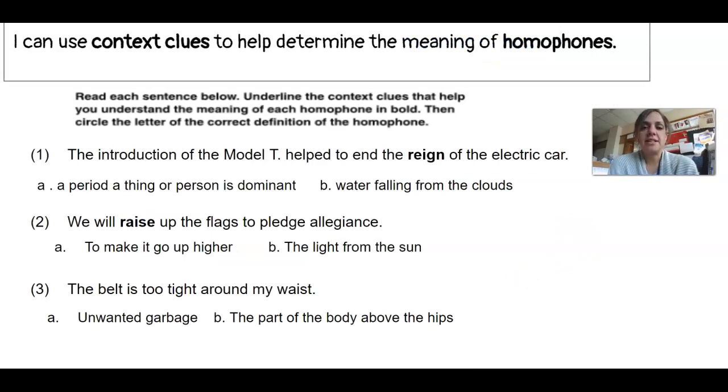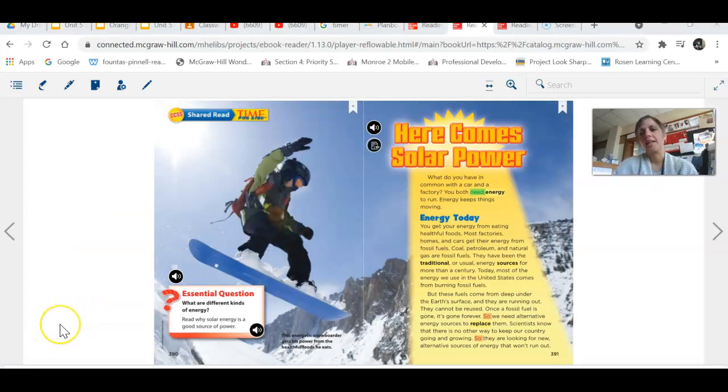We are going to come back to this workbook page and we're going to use context clues to help us determine the meaning of the homophones in bold. We're going to go in the text first to see how we use context clues to help us determine the meaning of homophones as we're reading. Yesterday during our Zoom session, we read this text, "Here Comes Solar Power." We're going to look at the words that are homophones, that sound the same, but look and mean something different. And we're going to use those context clues to determine the meaning of those words.